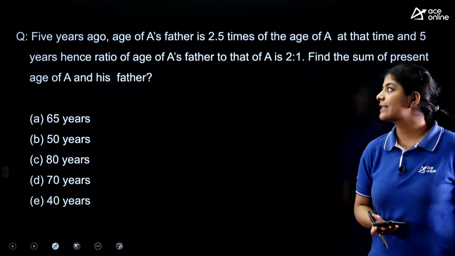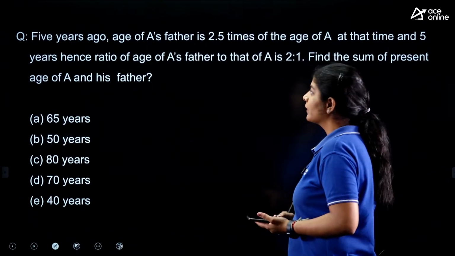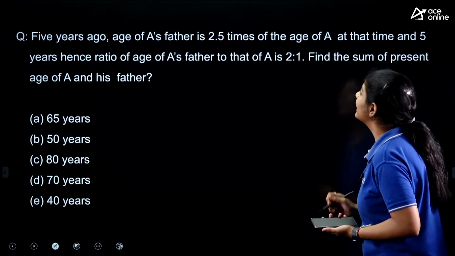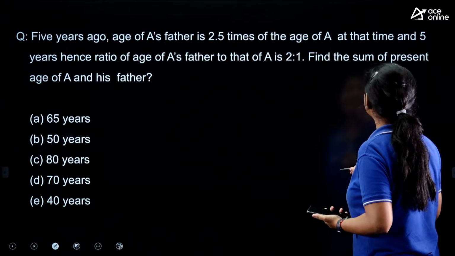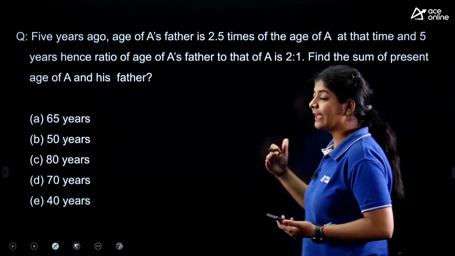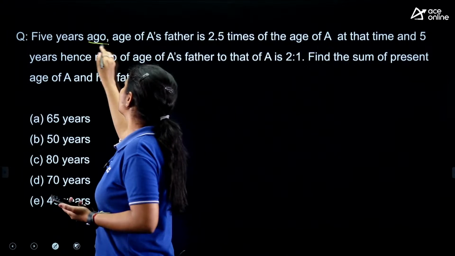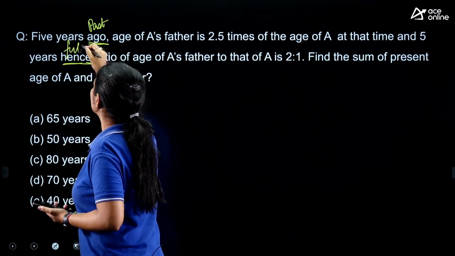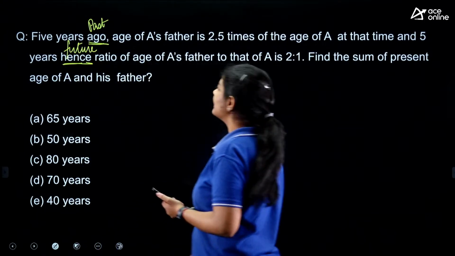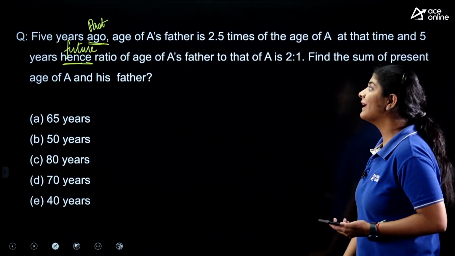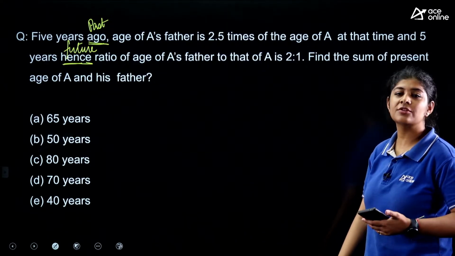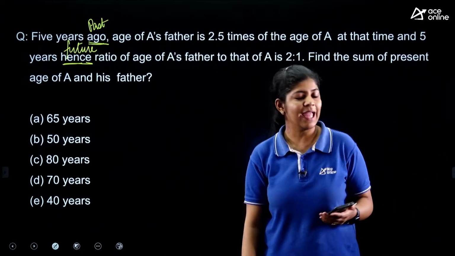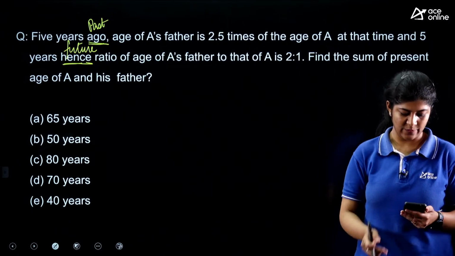So the next question says that 5 years ago, the age of A's father is 2.5 times the age of A. At that time and 5 years hence, that means "ago" means we are talking about the past, and "hence" means we are talking about the future. And 5 years hence, the ratio of age of A's father to that of A is 2:1. Find the sum of the present ages of A and his father. Again, this is a very easy one.